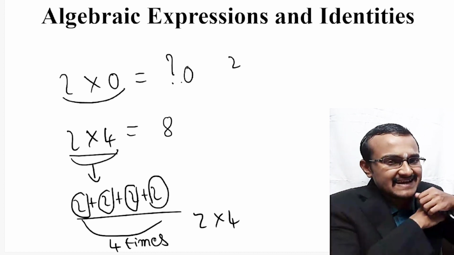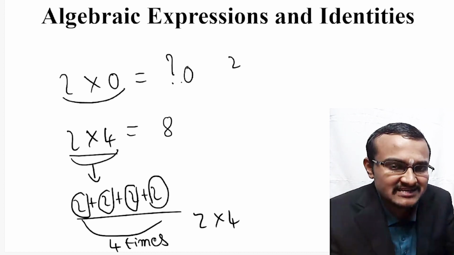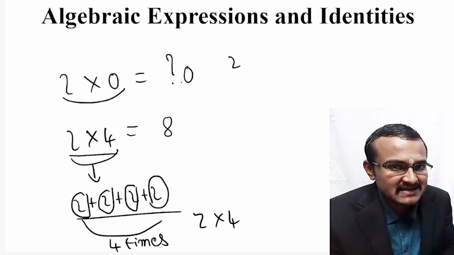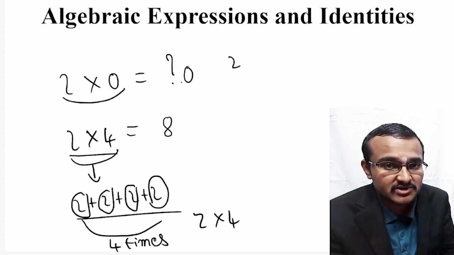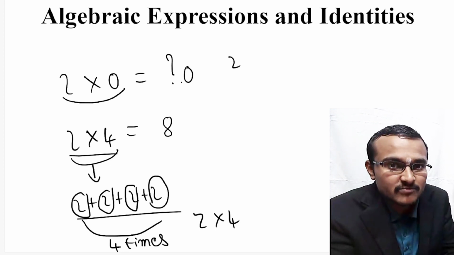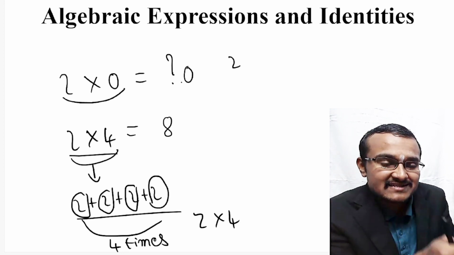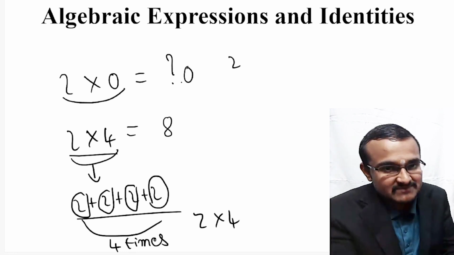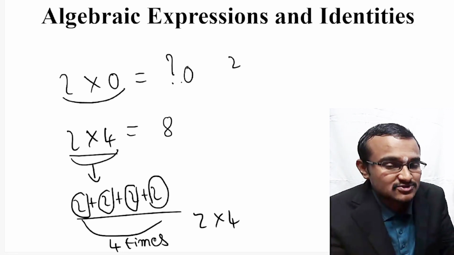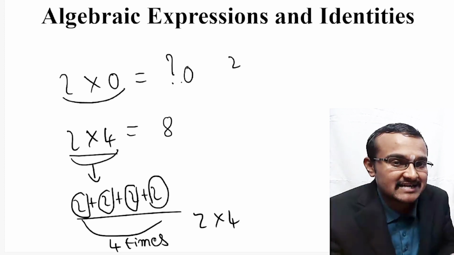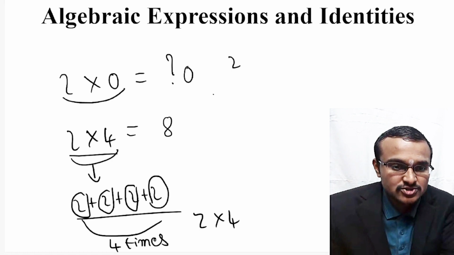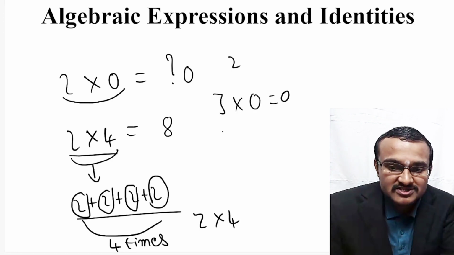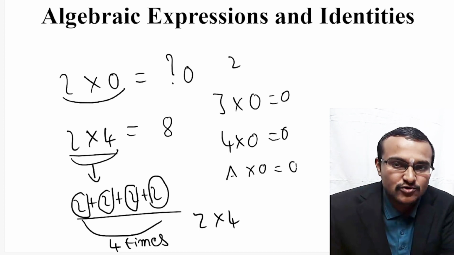So like this, if you take any numbers or any algebraic expressions or any rational numbers, irrational numbers, decimals, fractions, whatever numbers you take, and you multiply that with 0, it means you are adding that particular term 0 times. So you are not adding anything, so it will become 0. That's why anything multiplied with 0 will always be 0. So 2 into 0 is 0, 3 into 0 is 0, 4 into 0 is 0. Anything into 0 is 0 only.